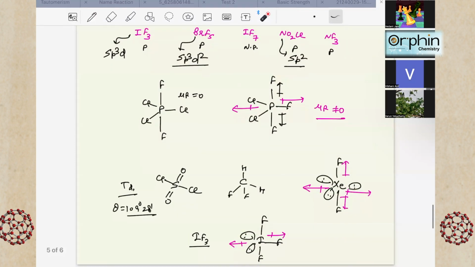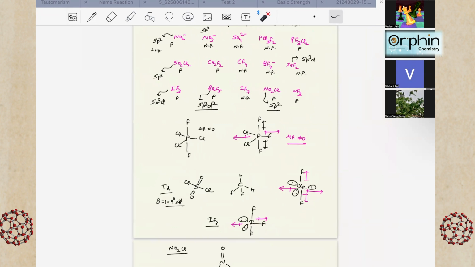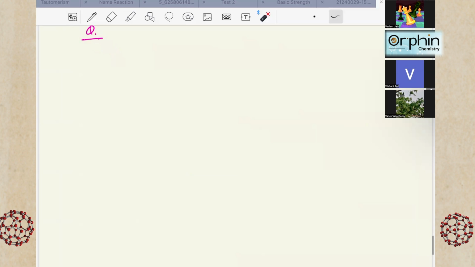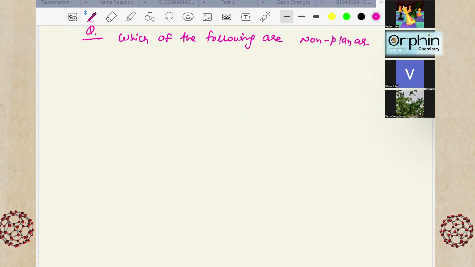So that parallelly we have to check, and we can easily check because for finding the polarity we have to check the geometry, and geometry itself will be telling that it is planar or non-planar, right? So I'm giving you a question here. Which of the following are non-planar and polar. Okay, non-planar and polar. That's the question. Okay, so let us do it.